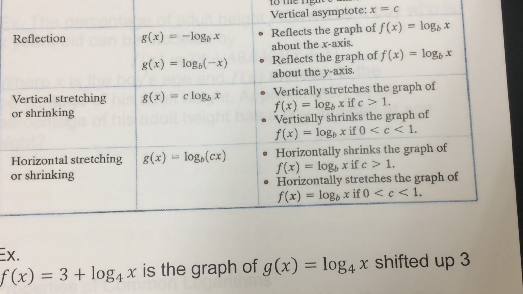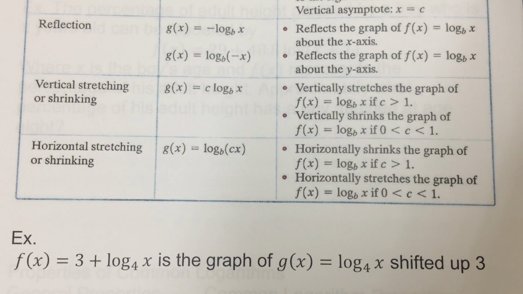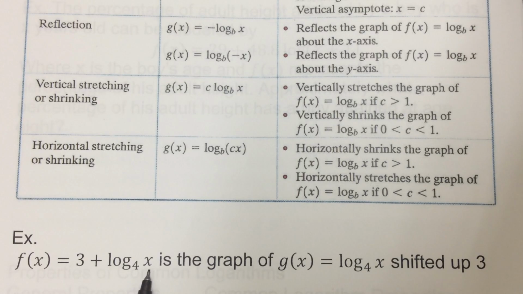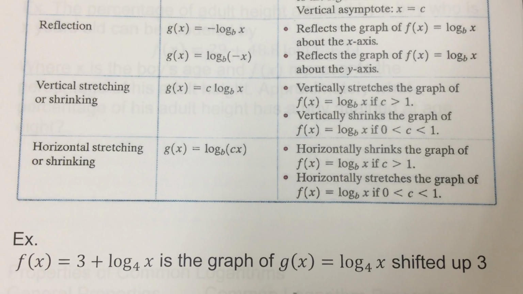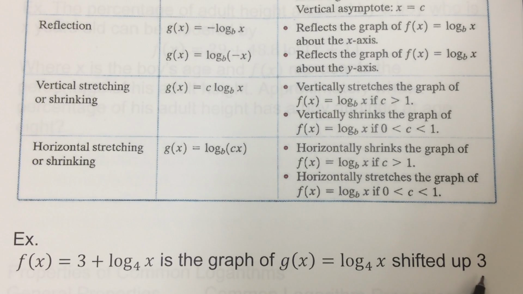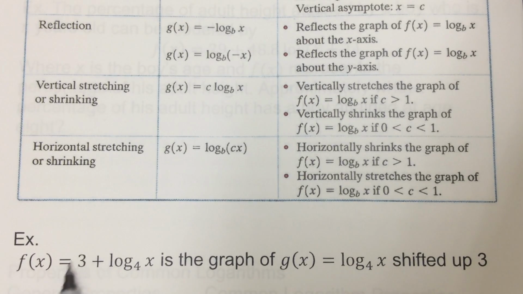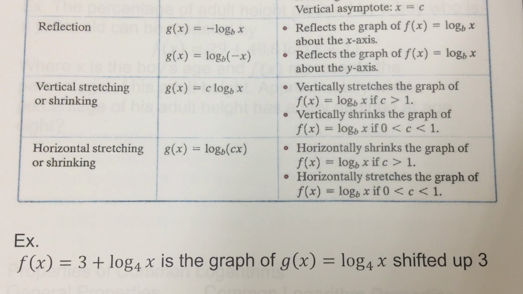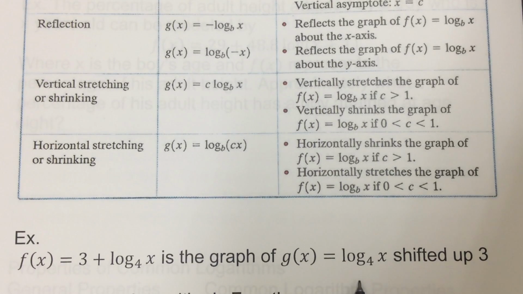So, for example, 3 plus the log of 4x, and a lot of times you're actually going to see it in front here, so we don't get it confused with whether it's part of x or whether we're taking the log of the whole thing. But 3 plus the log base 4 of x is the graph of g of x equals log base 4 of x just shifted up 3. Because it's plus 3 on the outside, we just move it up. Log base 4 of x would be our original.